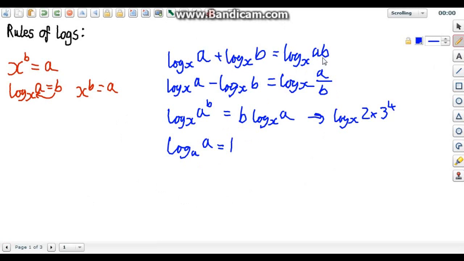If you're adding them, it becomes times. Subtracting is a fraction. To the power, you can bring to the front if the power's to everything. And if it's the same base as it is the number, it equals 1. You literally just have to sit down and memorize those, and you should be able to at least pick up quite a few marks on these log questions.